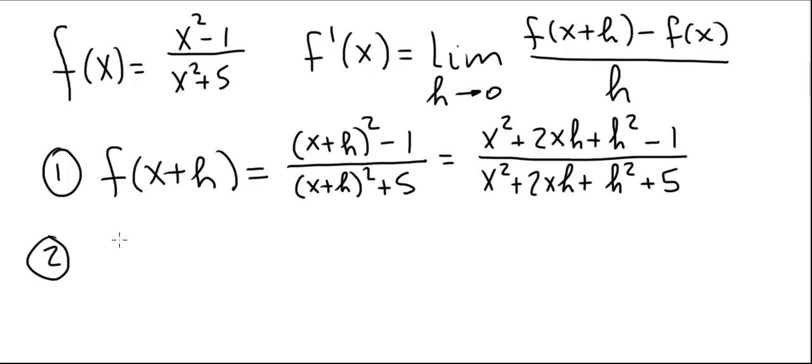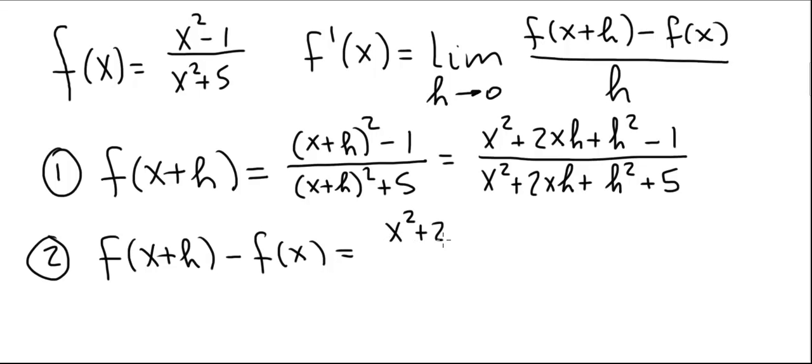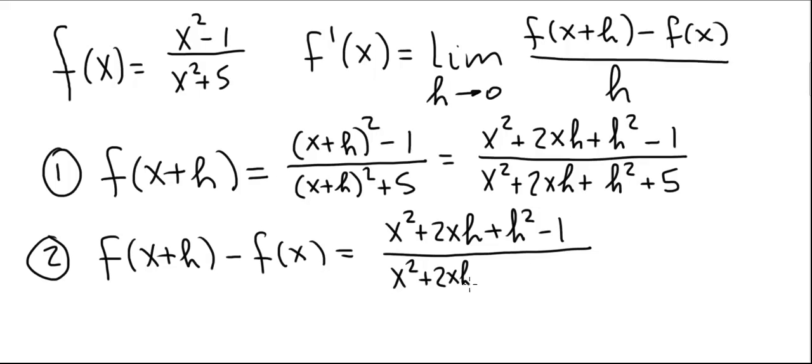Step 2, we take what we did in step 1, that is f of x plus h, and subtract f of x, and that's equal to x squared plus 2xh plus h squared minus 1 divided by x squared plus 2xh plus h squared plus 5, and we're going to subtract f of x, which is x squared minus 1 divided by x squared plus 5.